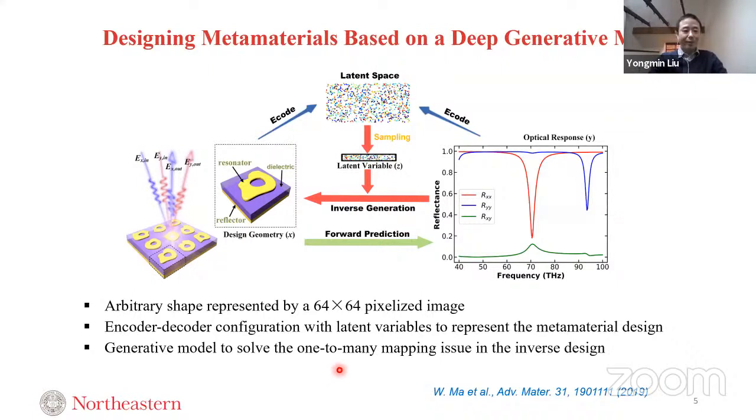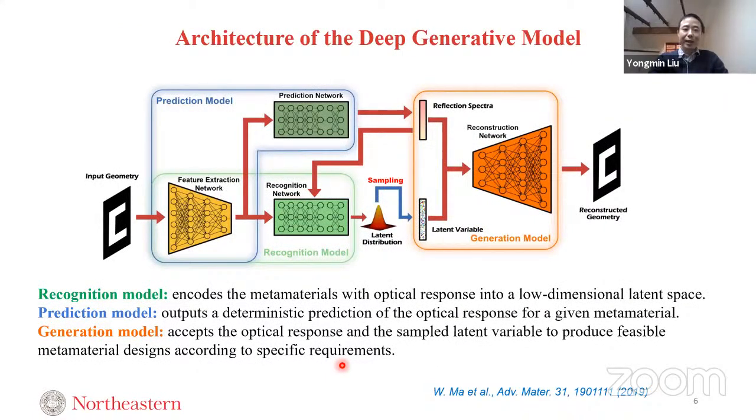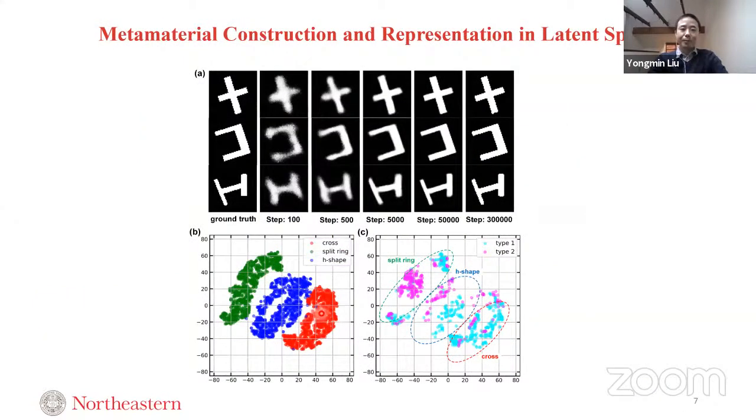But now by using this method, we can overcome this issue. So on this slide, I just want to show you the architecture of the generative model. In total, we have three fully connected neural networks. They do different tasks. I'm not going to discuss in detail, but you can see we generally have this recognition model, prediction model, and the generation model to complete the design task. In the following, I will focus on the performance of the model.